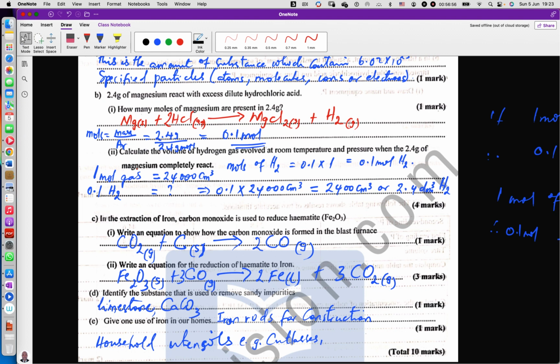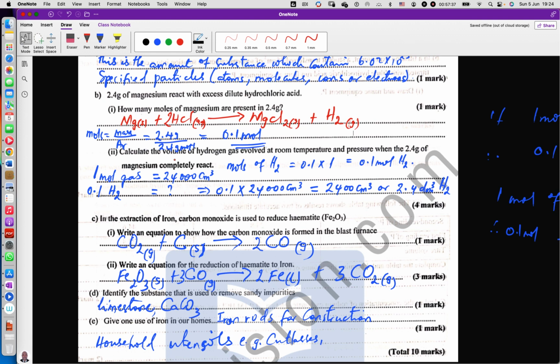So now, calculate the volume of hydrogen gas evolved at room temperature and pressure. When they are talking about room temperature and pressure, please, you have to involve the molar gas volume. And remember that 1 mole of a gas occupies a volume of 24,000 cm cube, or 24 dm cube.